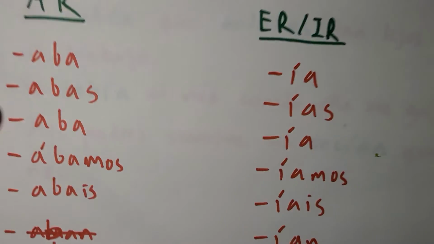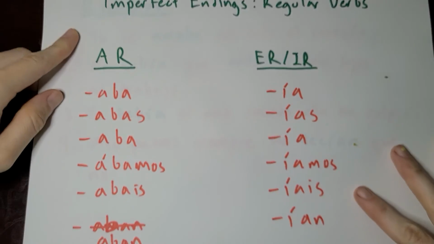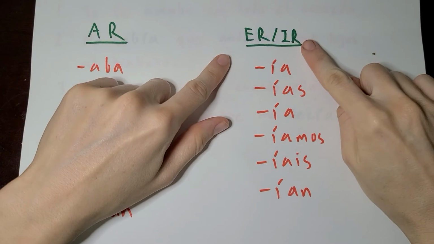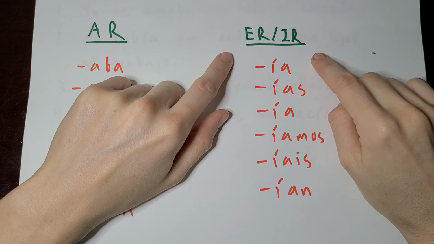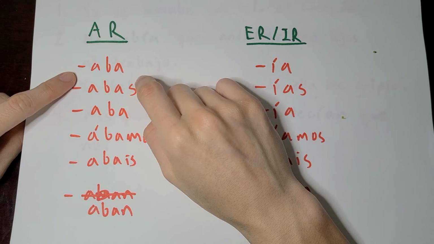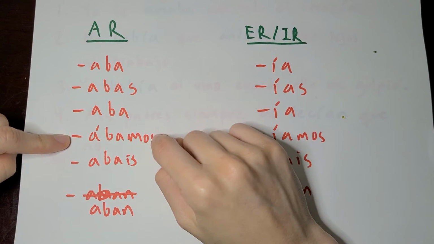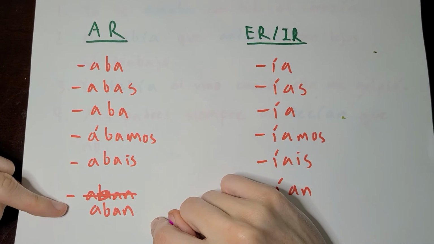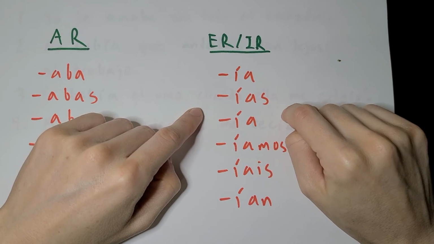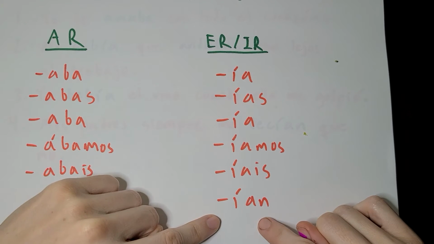And one last time, let's just compare the AR and the ER verbs side by side. These are your imperfect endings. For AR verbs, the AR will get replaced with these endings. For ER, IR verbs, the ER or IR will get replaced with these endings. AR is aba, abas, aba, ábamos, notice the accent, abais, and aban. For ER and IR, ía, ías, ía, íamos, íais, and ían.